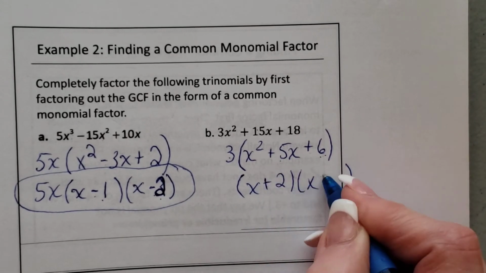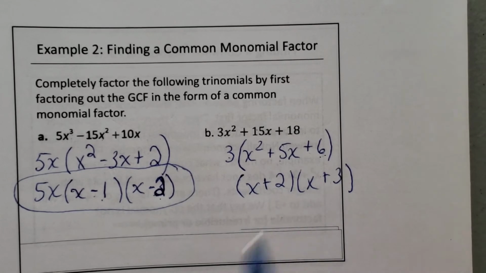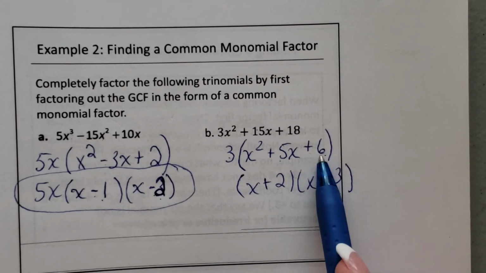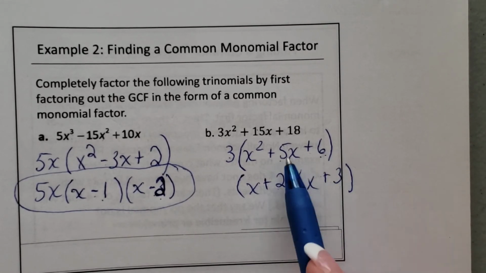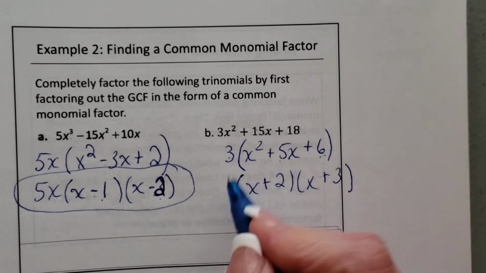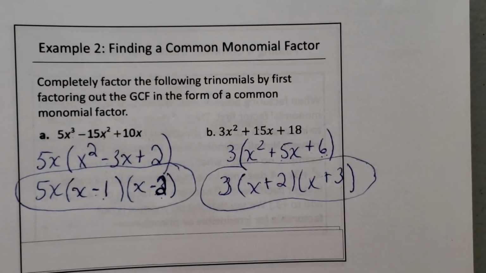So it doesn't matter if I put plus 3 and plus 2 here. That doesn't matter. But now let's double check it. I need to get a product of 6. Does 2 times 3 equal 6? And I need to get a sum of 5. Does 2 plus 3 equal 5? Yes. So that is my final answer.